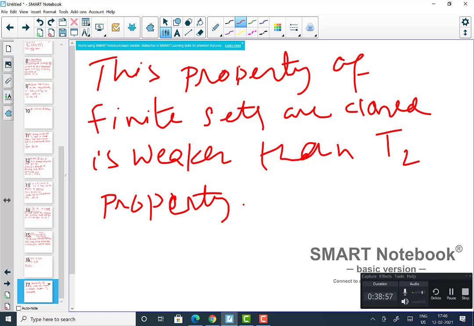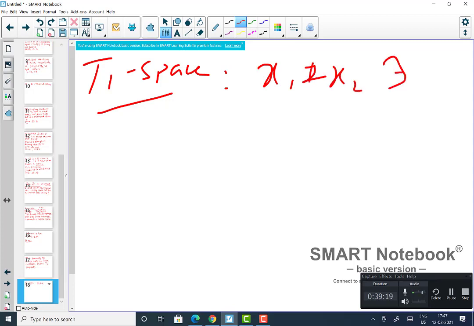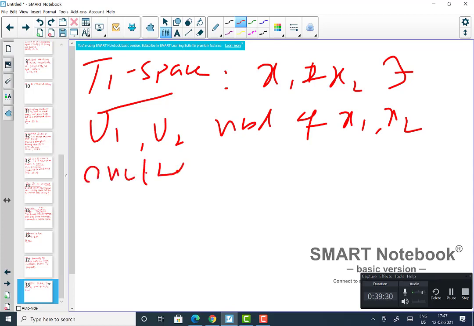Okay, let me give it in one line. This kind of property is called T1 space. So what does T1 space mean? It means that if you choose any two distinct points x1, x2, there exist u1, u2 neighborhoods of x1, x2 such that u1 is a neighborhood of x1 such that x2 does not belong to u1, and x1 does not belong to u2. Okay, but I am not sure whether they are disjoint or not. So they may not be disjoint.